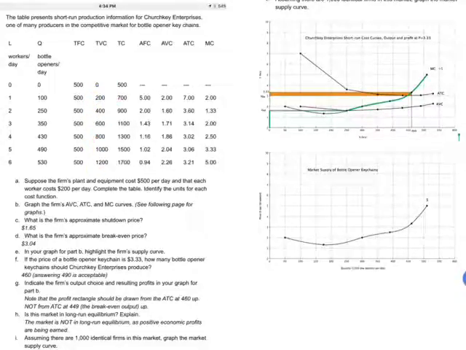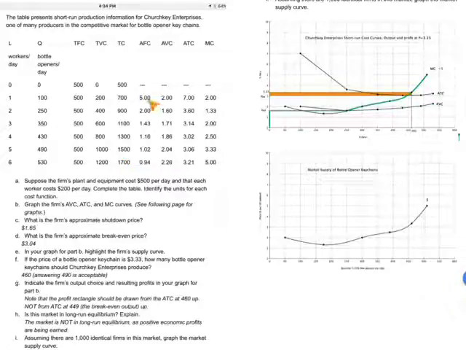Variable costs are the wage rate times whatever quantity of labor we have. Total costs are simply the sum of fixed costs and variable costs. All costs are either fixed or variable. So we add those together to get total cost.